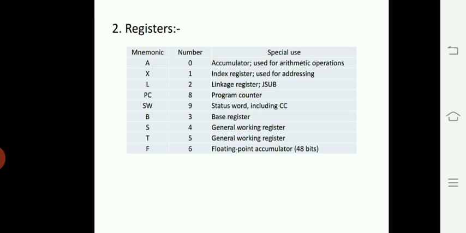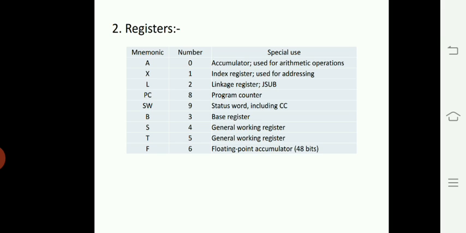The fifth register is the status word register. The number assigned to the status word register is 9. The status word register stores the status information, and it is set by the set conditional code instruction. The next register is the base register, and the number assigned to it is 3. The base register is used for storing the base address, so it is used in the base relative addressing mode.